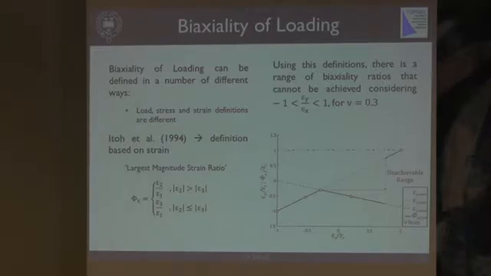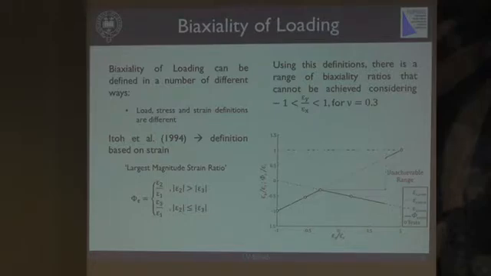One thing that's interesting when you talk about biaxiality is, of course, there are lots of different ways of defining the biaxiality ratio. You can define it on the basis of load, or on stress, or on strain. And what we chose to do here was to define it on the basis of strain. If you do that, you find that you've got 3 strains, and the ratio that you achieve depends on Ito's definition.